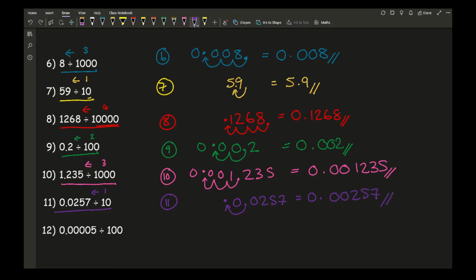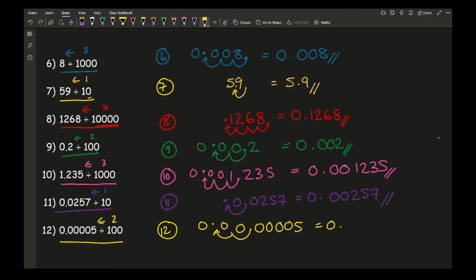And there's that. And then finally, for the last one, we're moving to the left 2 places. So I've got 0.00005, and the decimal point is going to get moved 2 places. That's 1, 2. And again, filling the empty spaces.